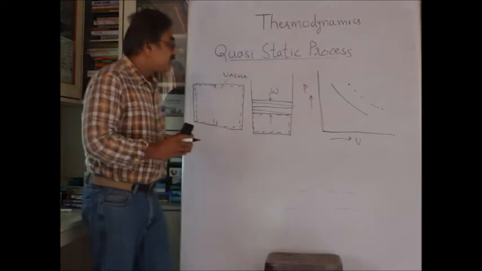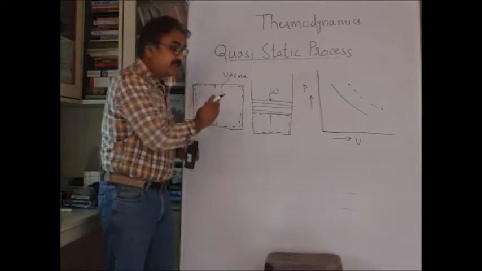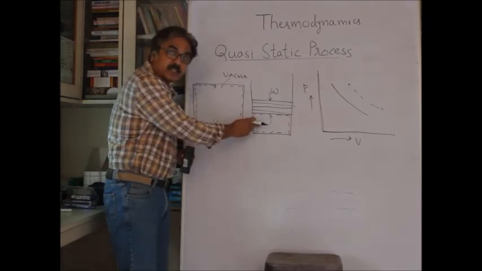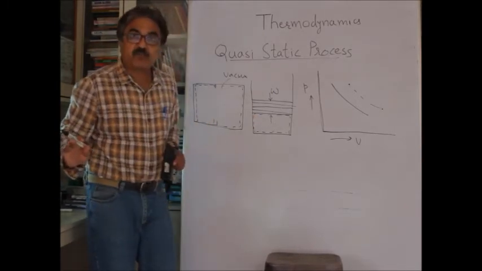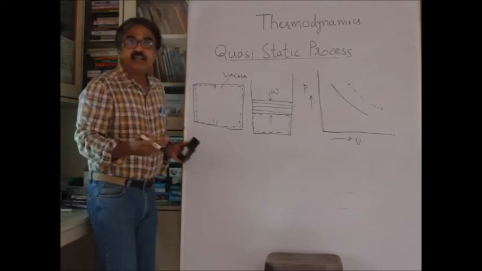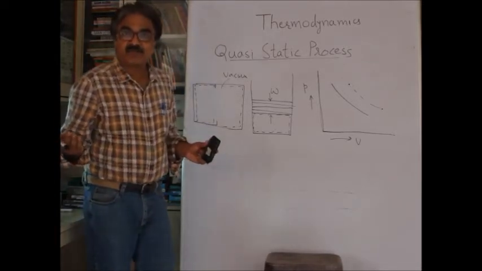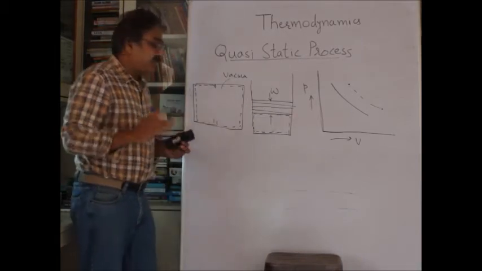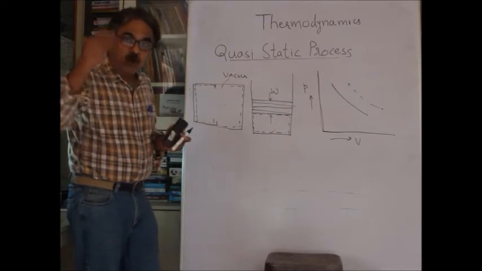Fine. Okay, so this is free expansion. Let's compare these two. Is this process a real process? Is it possible? No, it's not possible. Is this process a real process? Is this possible? Obviously, free expansion is a real process, right? This is not. This is an ideal process. Fine. Now let's do one more thought experiment.